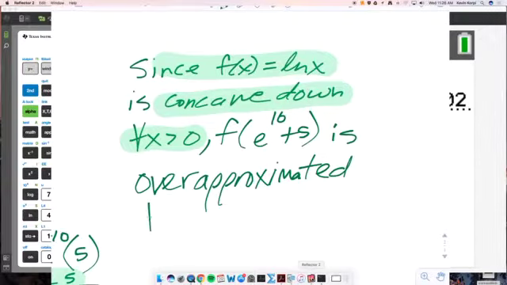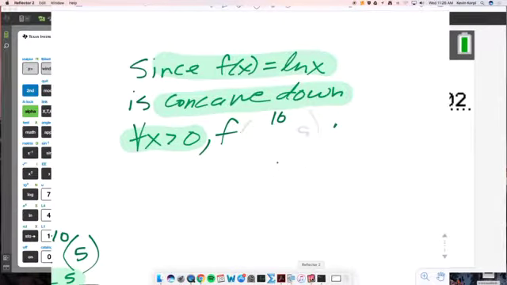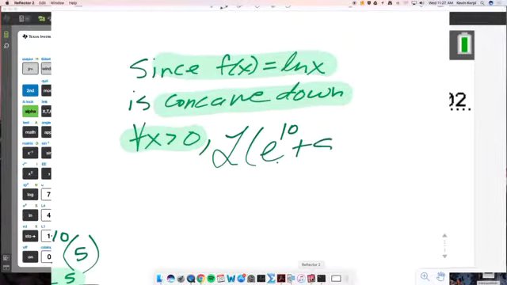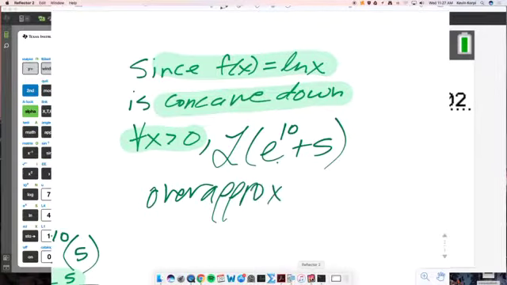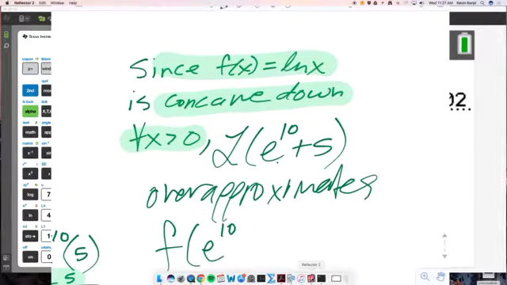Hang on. Is over approximated by, you know what? I don't like that. That's the passive voice. That's what it looks like, right? L of e to the 10th plus 5, thank you, over approximates f of e to the 10th plus 5.